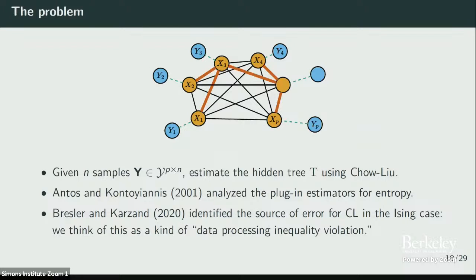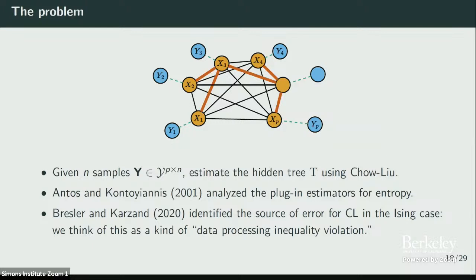So what we want to do is see what we can do with Chow-Liu, and in fact, is Chow-Liu a good idea in this setting? Because Chow-Liu was a good idea in the binary case. Again, this nice paper by Antos and Kontoyiannis analyzed the plug-in estimators for entropy. These estimators have some bias, so there's something you have to deal with in the estimation.